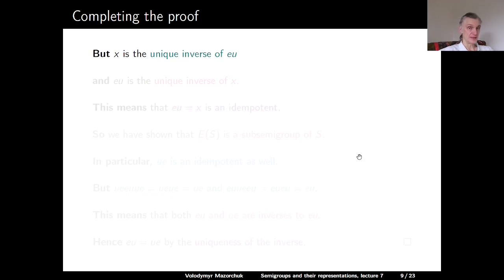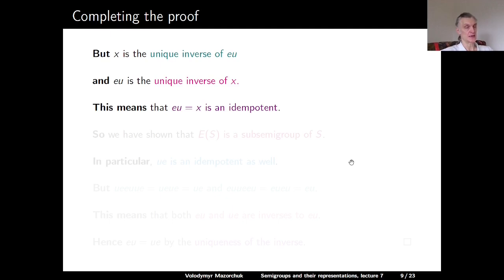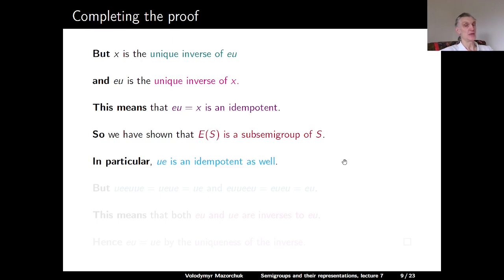But we have an inverse semigroup, and X is the unique inverse of the element EU, and X is an idempotent, so EU is a unique inverse of X, and this means that EU is actually equal to X, and this is an idempotent. So the product of two idempotents of our inverse semigroup is again an idempotent, and this means that E of S, the set of all idempotents of S, is a subsemigroup. In particular, the product in the other direction, UE, is an idempotent as well.